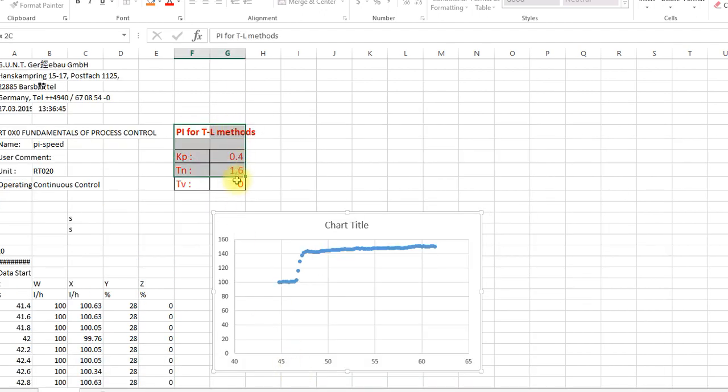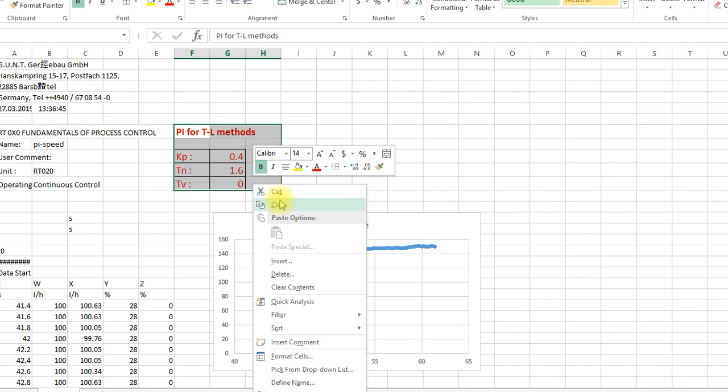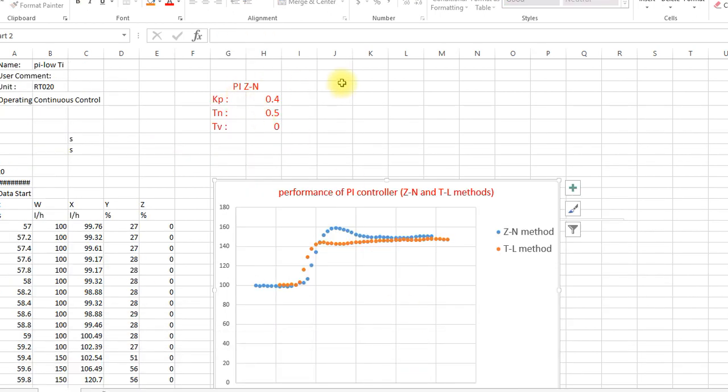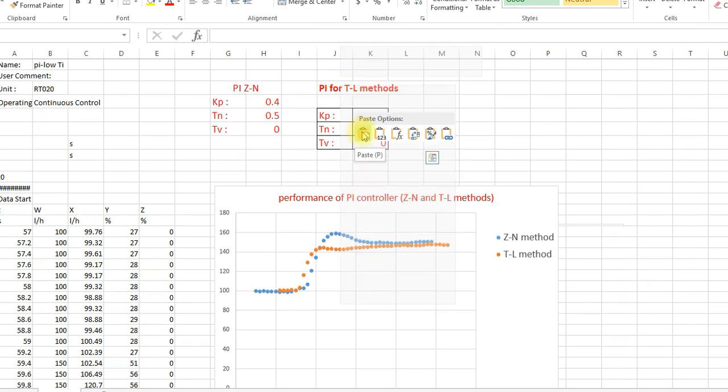This is the number of TL. So I will put it together to compare. This is ZN and this is TL. So you can see Kp is almost the same. Ideally it should be less for TL, but we have experimental data from maybe a different group, that's why. But the major difference is Tn.